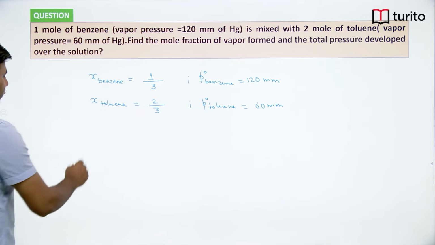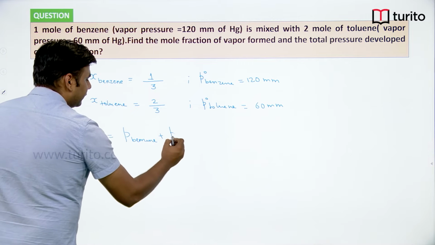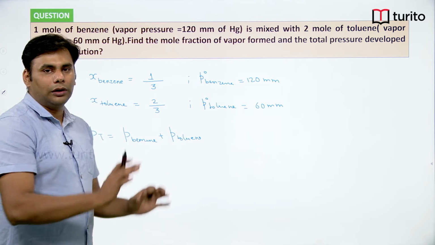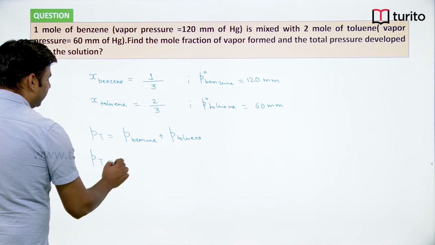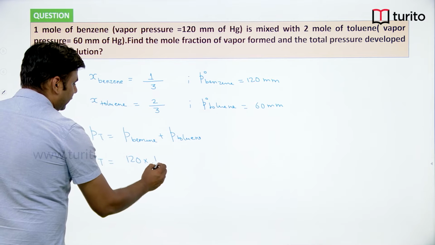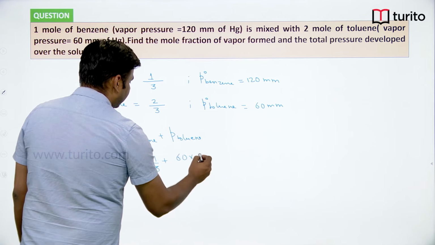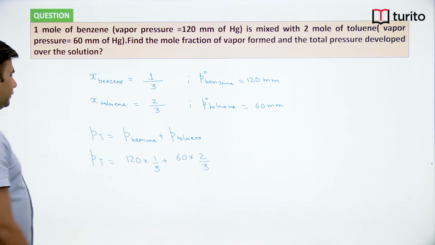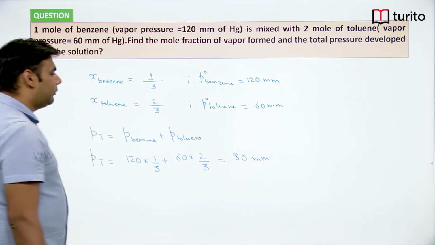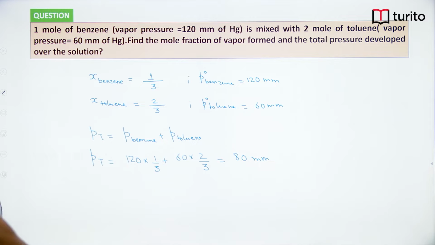So the total pressure developed over the solution would be the sum of their partial vapor pressures. Partial vapor pressure is the pressure exerted by the individual component in the total pressure. So PT, using Raoult's law, would be P naught benzene into x of benzene. P naught benzene is 120, x of benzene is 1 by 3, plus P naught toluene into its mole fraction, which is 60 into 2 by 3. If we do the calculation, this is basically 40 and this would again be 40, so we will get 80 mm of Hg as the total pressure developed. This is basically 3 into 40, this is 3 into 20, so 80 is the total pressure exerted.